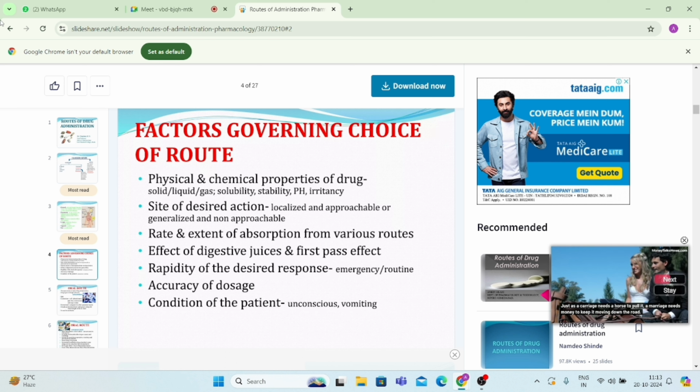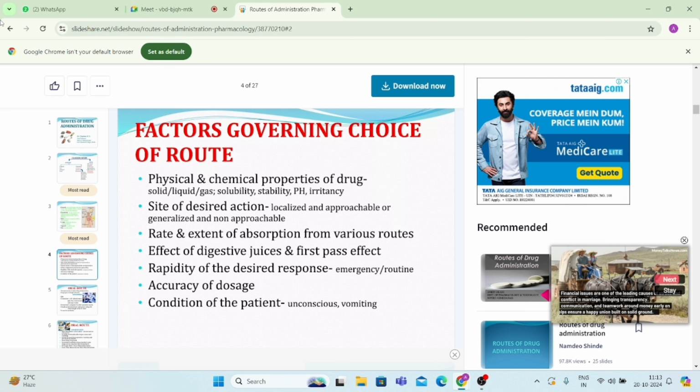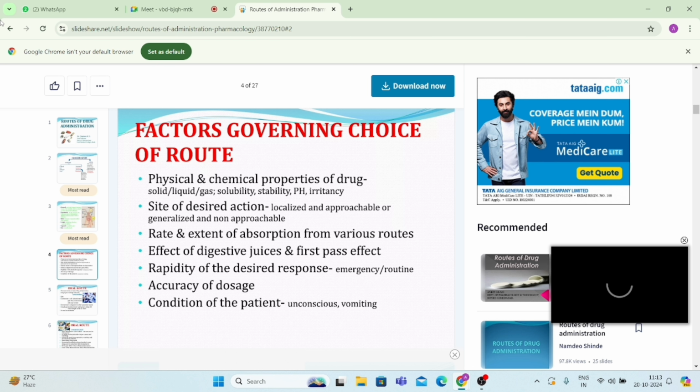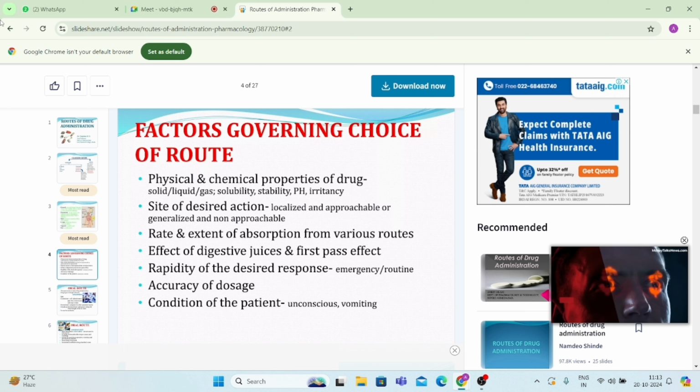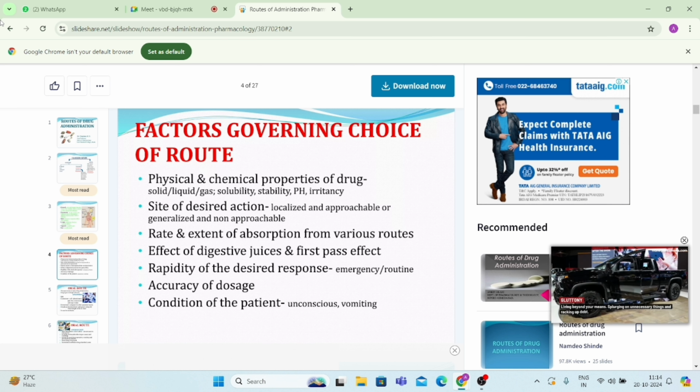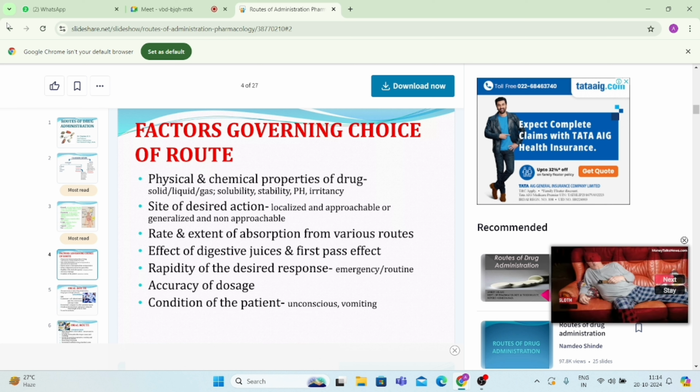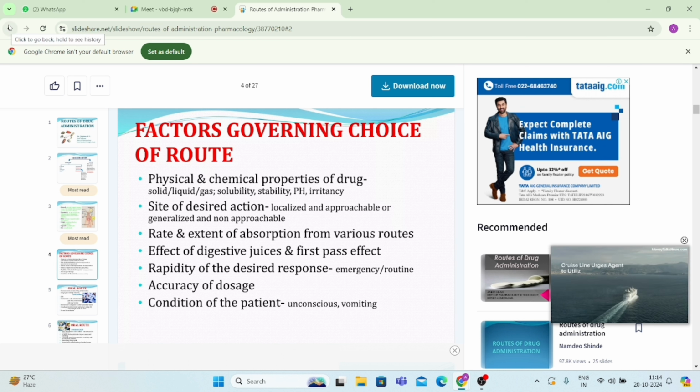Next, rate and extent of absorption from various routes. See, when I compare two routes of drug administration, like the oral route and the parenteral route, the oral route will take more time for absorption when compared with the parenteral route. The parenteral route is given directly into the vein, and through the vein it goes into the systemic circulation, so the absorption will be fast and even 100%. In case of oral, absorption will not be 100%, only 60 to 70% we can achieve.